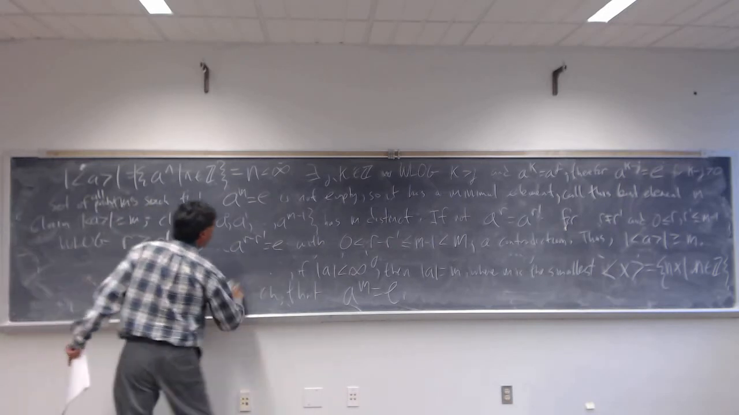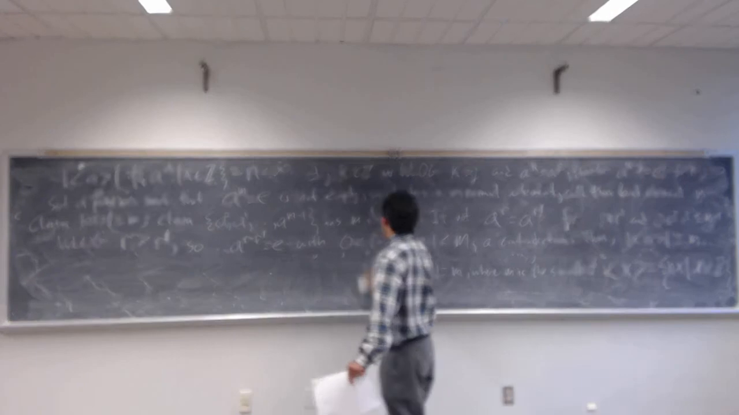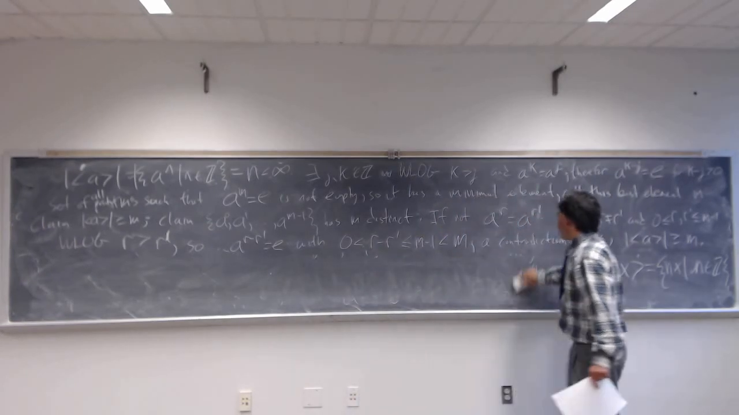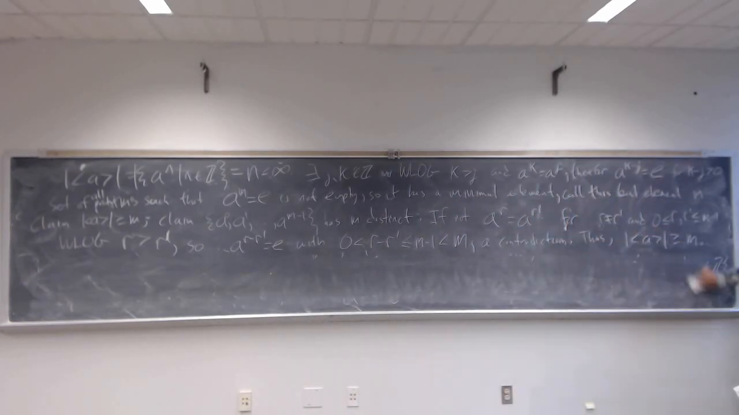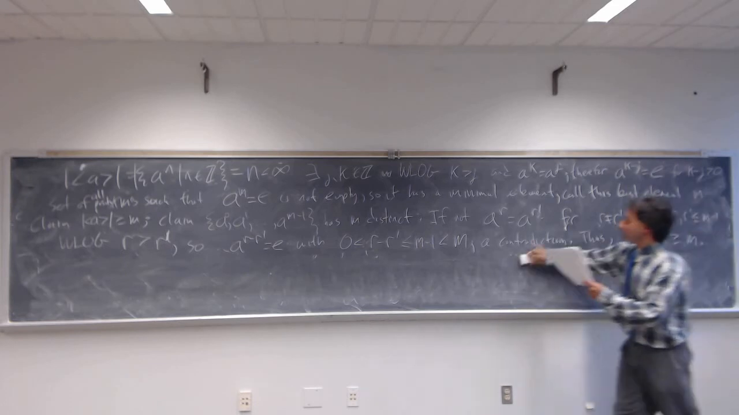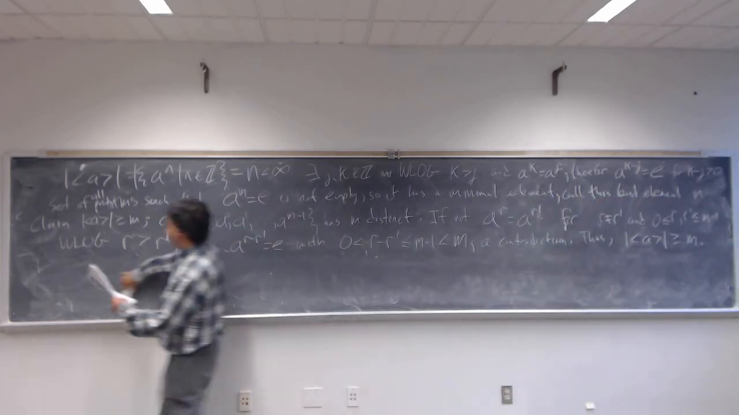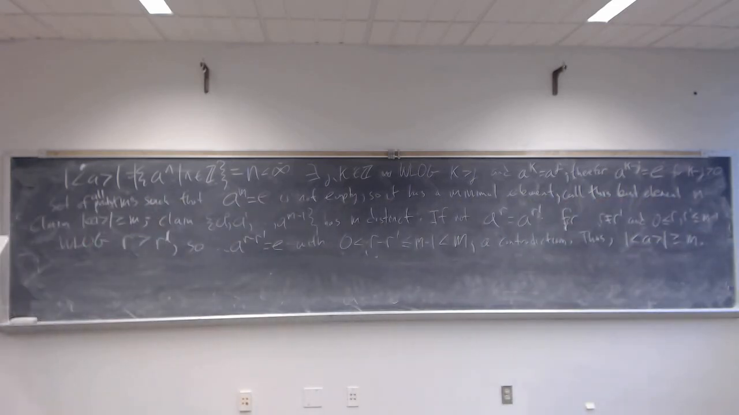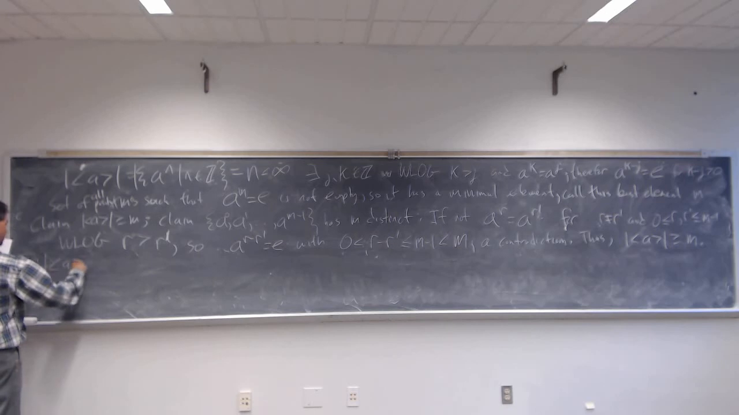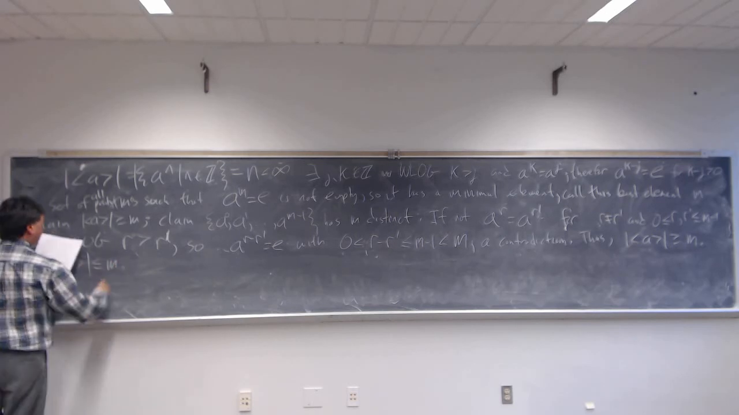Now let's show the other inequality. Let's show that, on the other hand, there's no more than m elements in the set. For that, we're going to appeal to the division algorithm. So what do we have? Let's show that this is less than or equal to m.